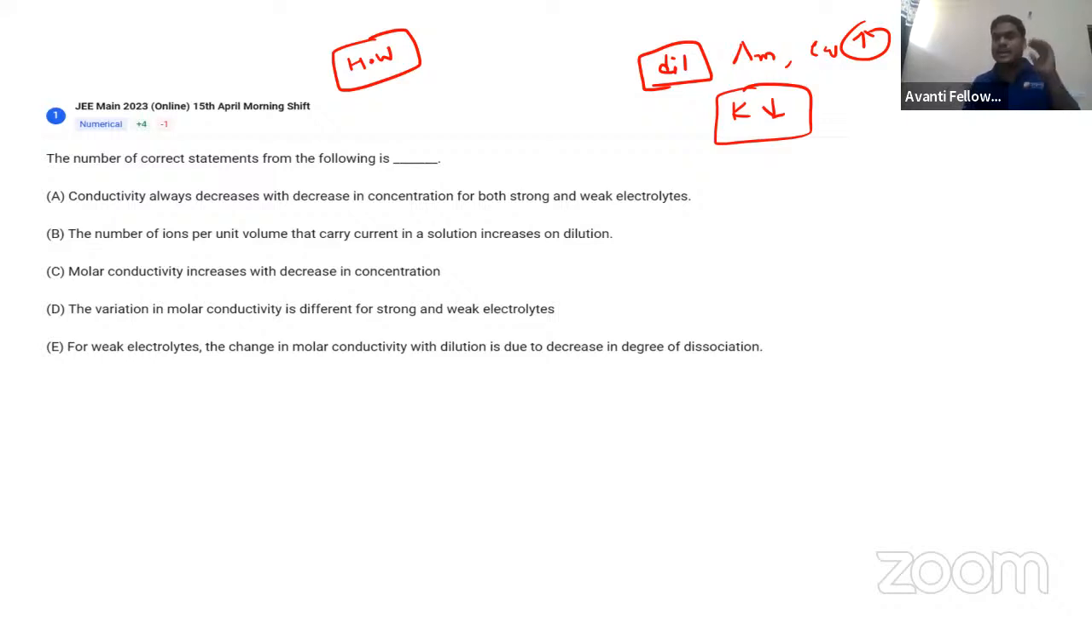Always remember, on dilution molar conductivity, equivalent conductivity, and conductance all increase, all increases except conductivity, because on dilution the number of ions decreases in 1 ml, so conductivity also decreases, right? So I hope this is clear.